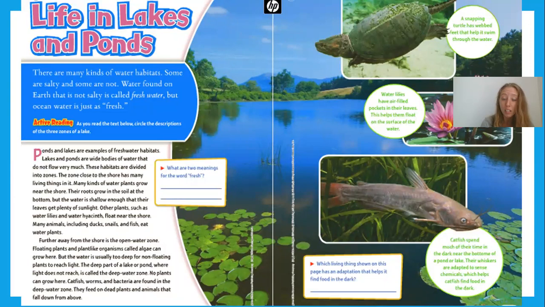Saltwater, you're probably thinking of the ocean, different types of seas that have a lot of salt water in them, and sometimes there are even salt lakes like the Great Salt Lake in Utah. So those would be saltwater environments. But let's start off by talking about freshwater environments.